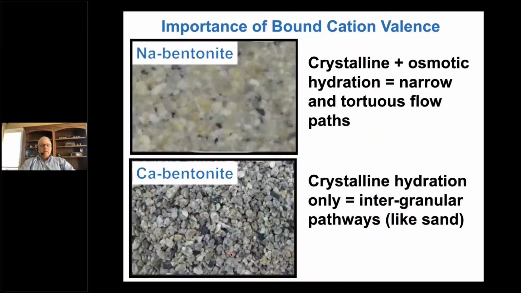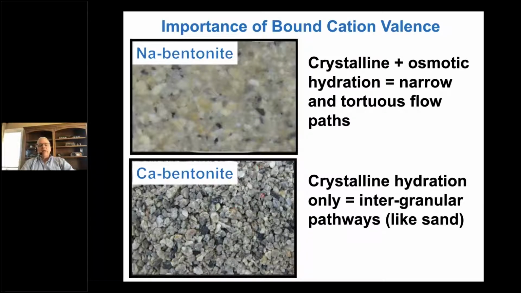If we look at things close up, it looks more like this. The upper graph is so-called crystalline and osmotic swelling of a sodium or a monovalent rich solution where we get great swelling, no visible pores between. You can still see the remnant granules, but we don't see the visible pores. On the other hand, in a divalent environment with only crystalline hydration, we see something that looks a lot like sand, but in fact it's not. It is Montmorillonite. It's just a calcium Montmorillonite or a calcium bentonite.